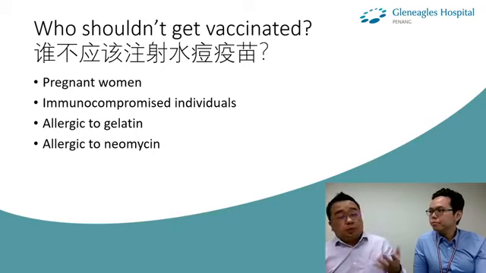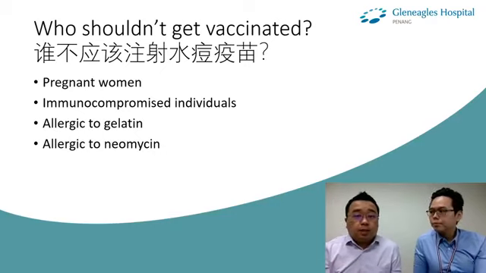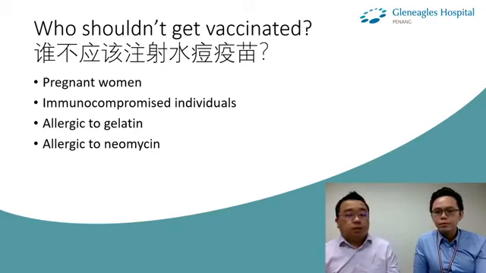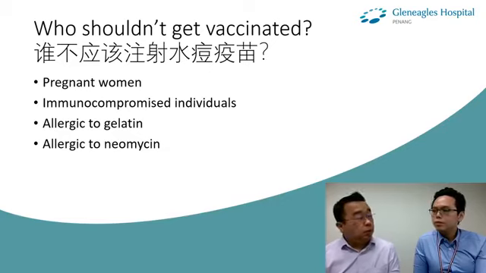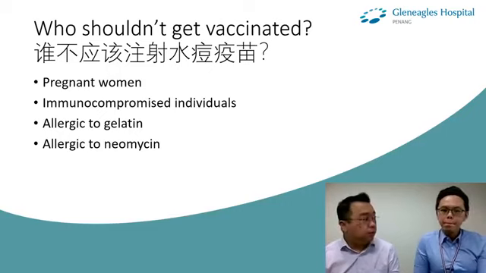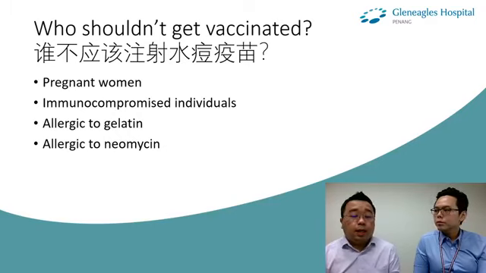Back to the slides from earlier, one of the things you need to know is that, because of the weakened virus, these four groups of people shouldn't get the vaccine. Number one, pregnant women. All pregnant women should not get the chickenpox vaccine. Anyone that's immunocompromised, meaning those undergoing chemotherapy, HIV individuals, or those with a very weak immune system, shouldn't get this vaccine. And anyone allergic to gelatin and neomycin shouldn't get it, because these are the two contents in the vaccine.